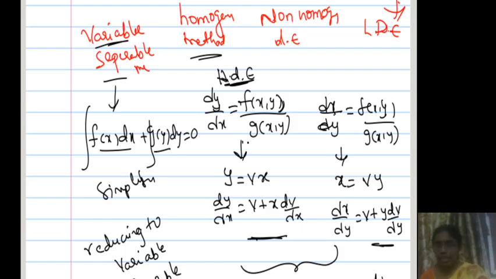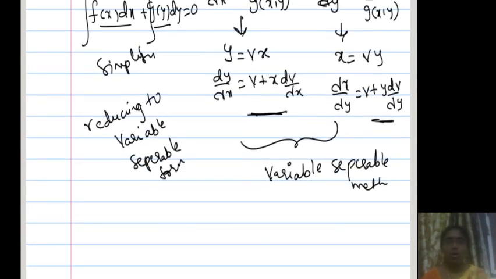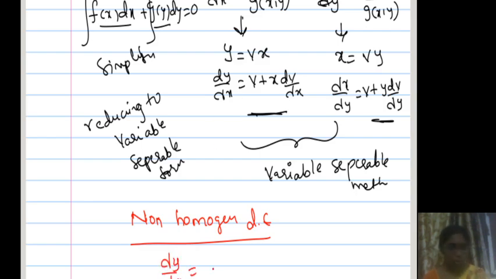This is the method. Next, which method have we done here? Next concept is what? Non-homogeneous. Already I told you, in non-homogeneous differential equation, how to identify whether the given differential equation is non-homogeneous or not? It should be in the form of dy by dx is equal to ax plus by plus c by a dash x plus b dash y plus c dash, where a, b, c, a dash, b dash, c dash are all constants, and c, c dash should not both be zero at a time. In that case, I can say it is non-homogeneous.